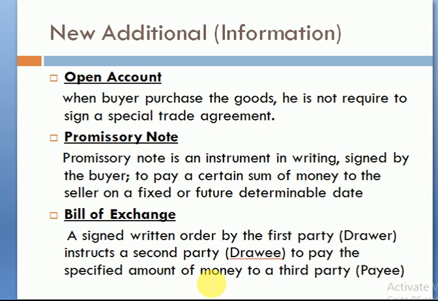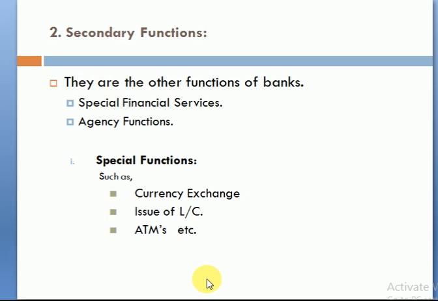So that is the difference between a promissory note and a bill of exchange. There are also some other differences, which we will discuss in detail in our upcoming lectures. For now, just memorize these differences. Secondary functions of the bank we will discuss in our upcoming class, inshallah. For now, I hope, dear students, you understand what is meant by a bank, what the basic functions of the bank are, and why these functions are called basic functions.